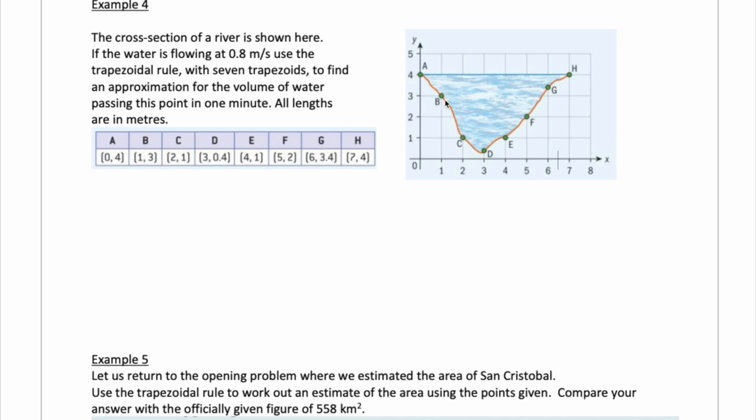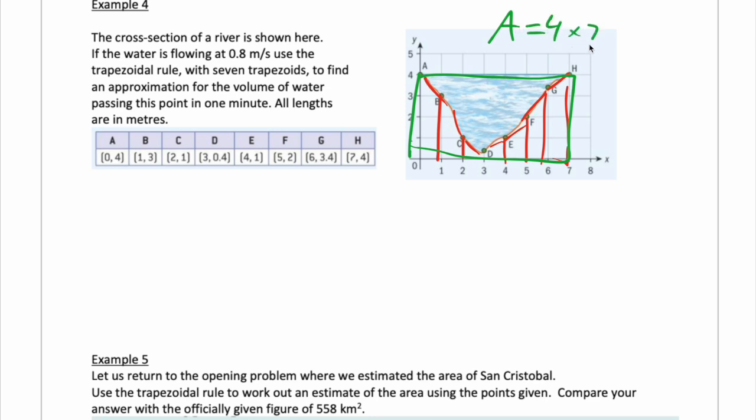Okay. This next example, we want to approximate the area of this cross section of a river. And what we can do is we can get the area underneath the curve. And notice you got a nice straight line here. So you can take the rectangle and subtract the area using the trapezoidal rule, right? The area of that rectangle is 4 times 7 is 28. So we can do 28 and then subtract and use the trapezoidal rule.